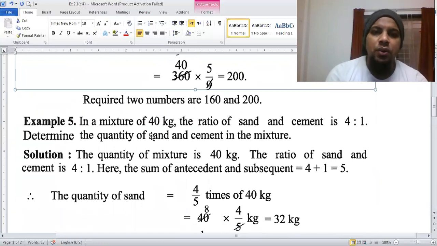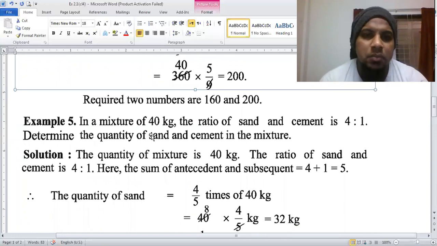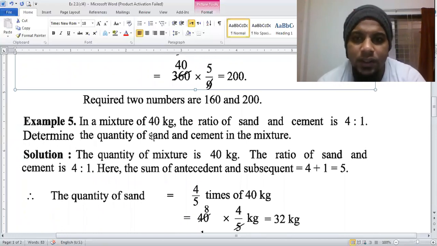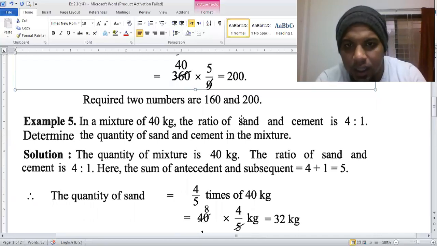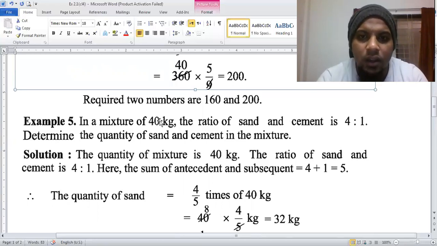Okay, in a mixture of 40 kg, the ratio of sand and cement is 4:1. So there is a mixture of 40 kg. That means the sum of the weight of sand and cement is 40 kg, and the ratio is 4:1. Determine the quantity of sand and cement in the mixture. We have to find out the individual quantity of sand and cement.